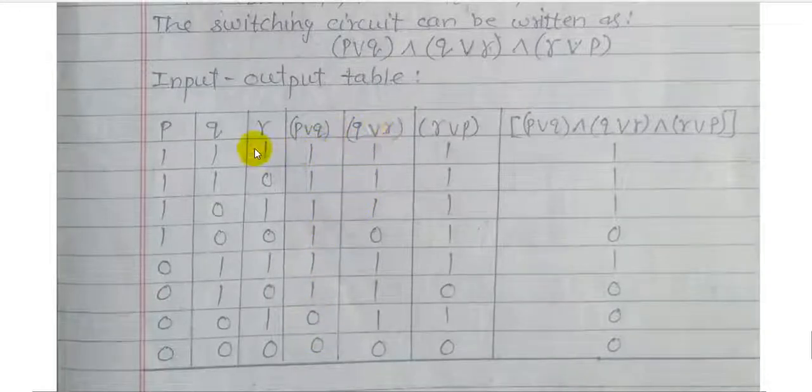And then Q or R using second and third column, applying OR rule. So 1 or 1, 1, 1 or 0, 1, 0 or 1, 1, 0 or 0, it is 0, means both are 0, in 0 or 0, both are 0, then 0, otherwise 1. So 1, 1, 1, 1 or 1, 1, here 0 or 1, 1, 0 or 0, 0. Similarly, R or P using first and third column, and using OR rule, so we get 1, 1, 1, 1, 1, 0, 1, 0.